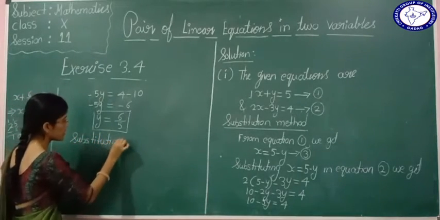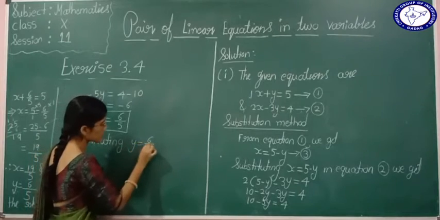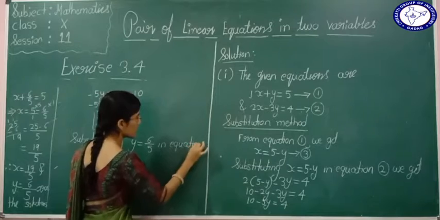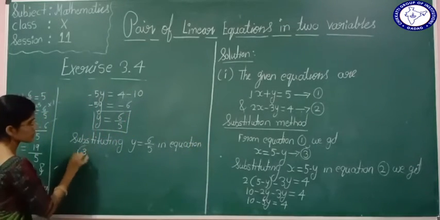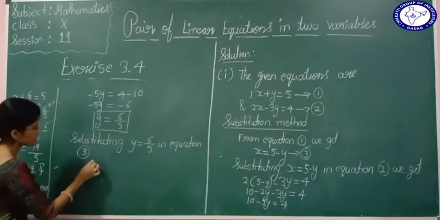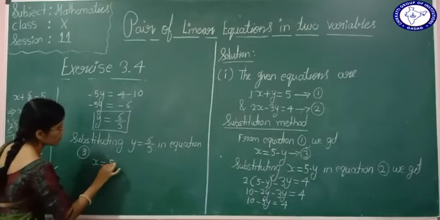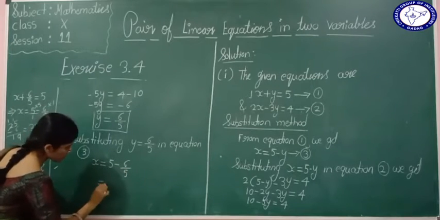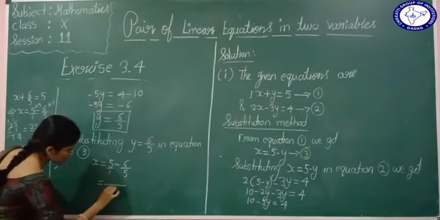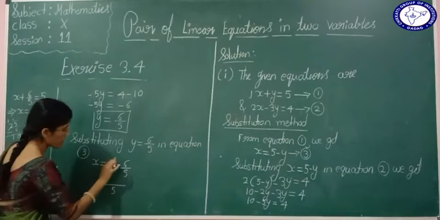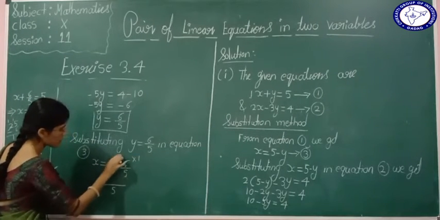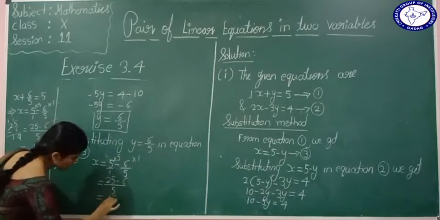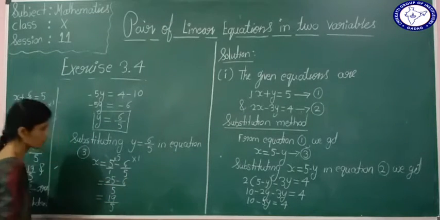Substituting y is equal to 6 by 5 in equation 3. Put the value of y in equation number 3, that is x is equal to 5 minus, what is the y value? 6 by 5. What is the LCM of 1 and 5? The LCM of 1 and 5 is 5. 1 5s are 5, 5 5s are 25. 25 minus 6 is 19. It is nothing but 19 by 5.